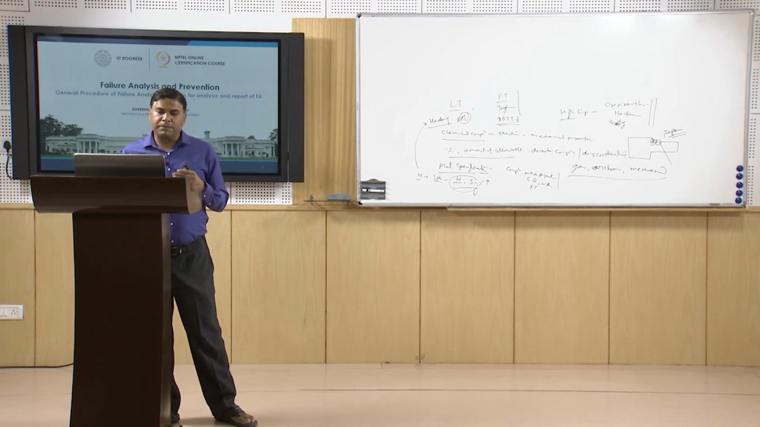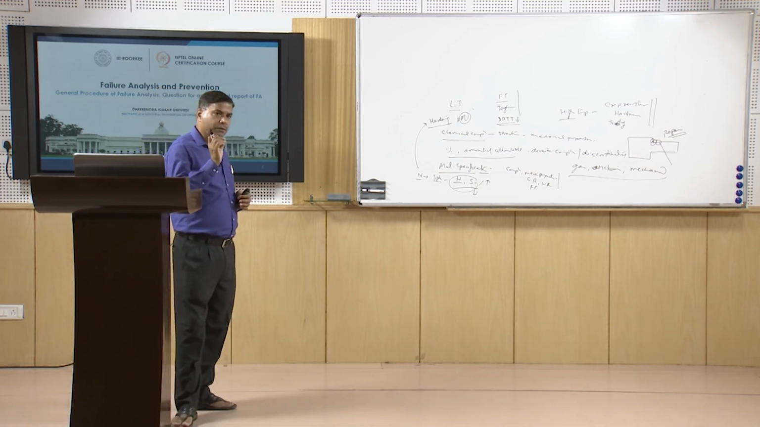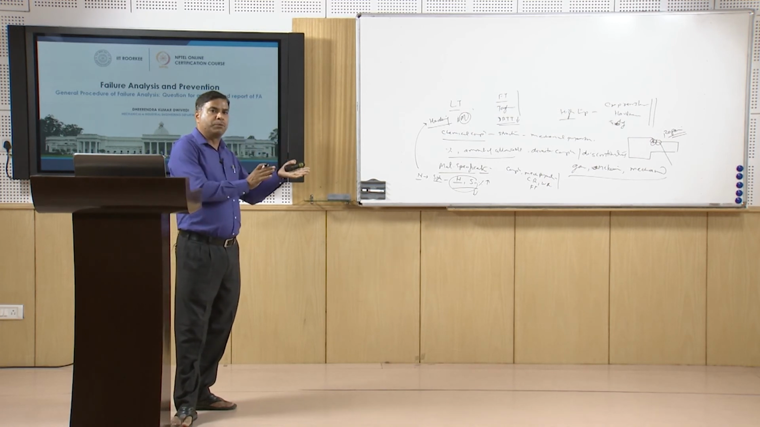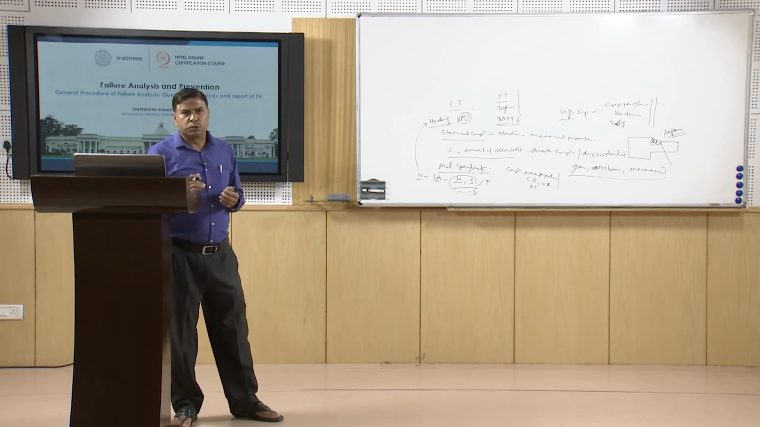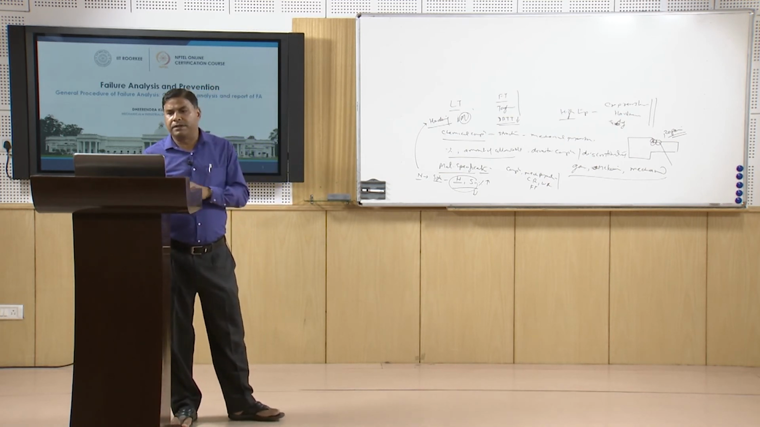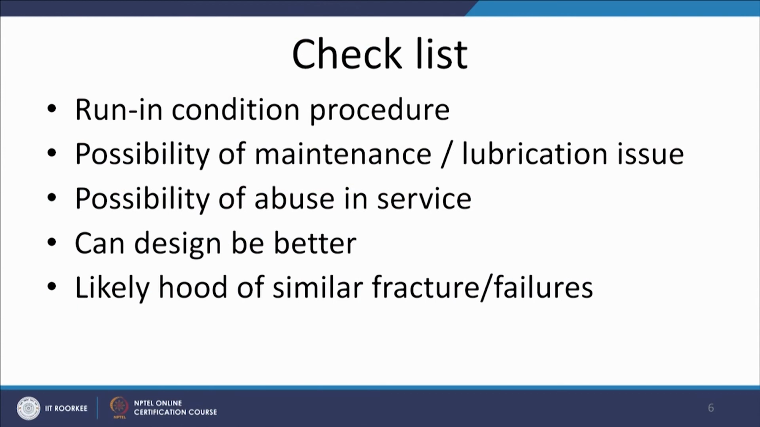Then we need to ask whether the design has really been perfect or not, or whether there is a possibility of a much better design with regard to the factor of safety, the material which has been used, and the geometrical aspects of the design. So, various questions are asked to see if the design can be improved further, so that the possibility of a similar kind of failure can be avoided. We also need to ask what the possibility is of similar fractures or failures occurring, so that future failures can be avoided.